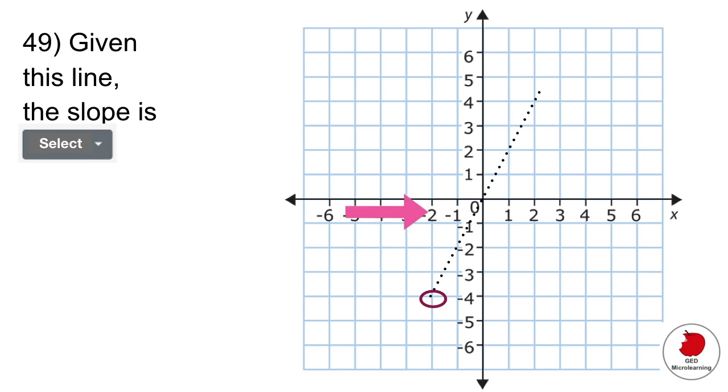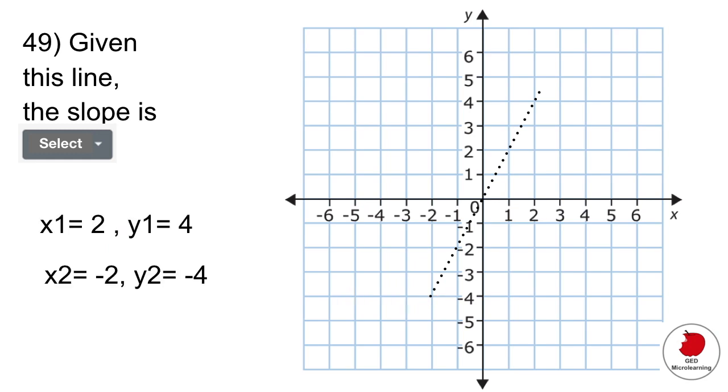So if we go down there, you can see that the x value is -2 because that's where we started, and then -4 where the arrow is pointing right now. All right, so these are the two sets of ordered pairs that we have.